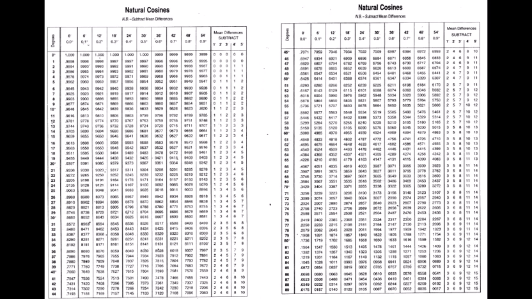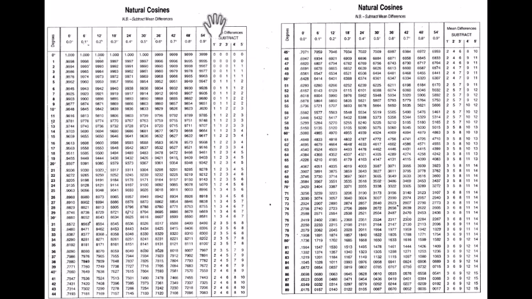Now, please understand, if you recall that in case of cosines, we always try to subtract the mean difference. And when we're finding inverses of sine, we always try to find a number slightly less, and then we add the mean difference.